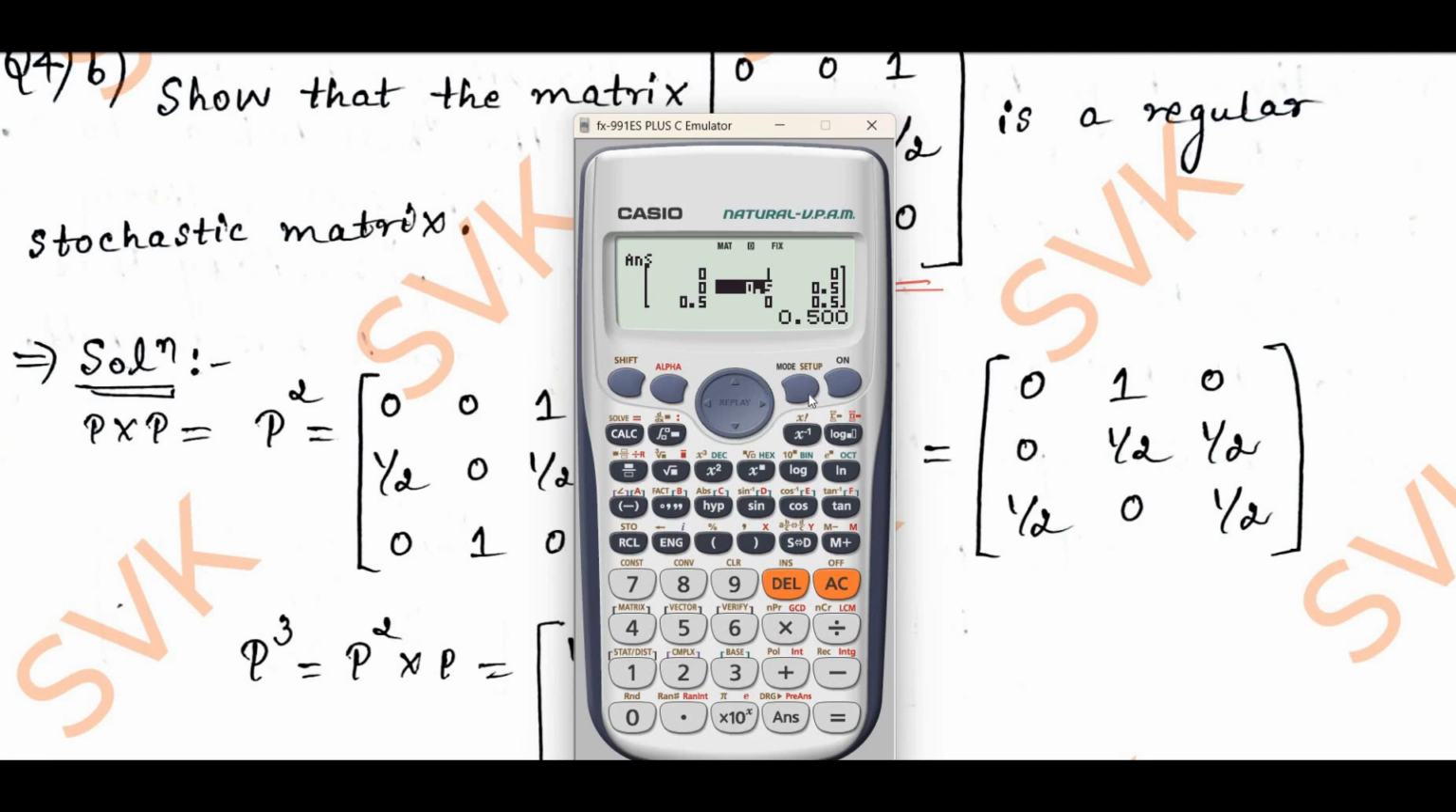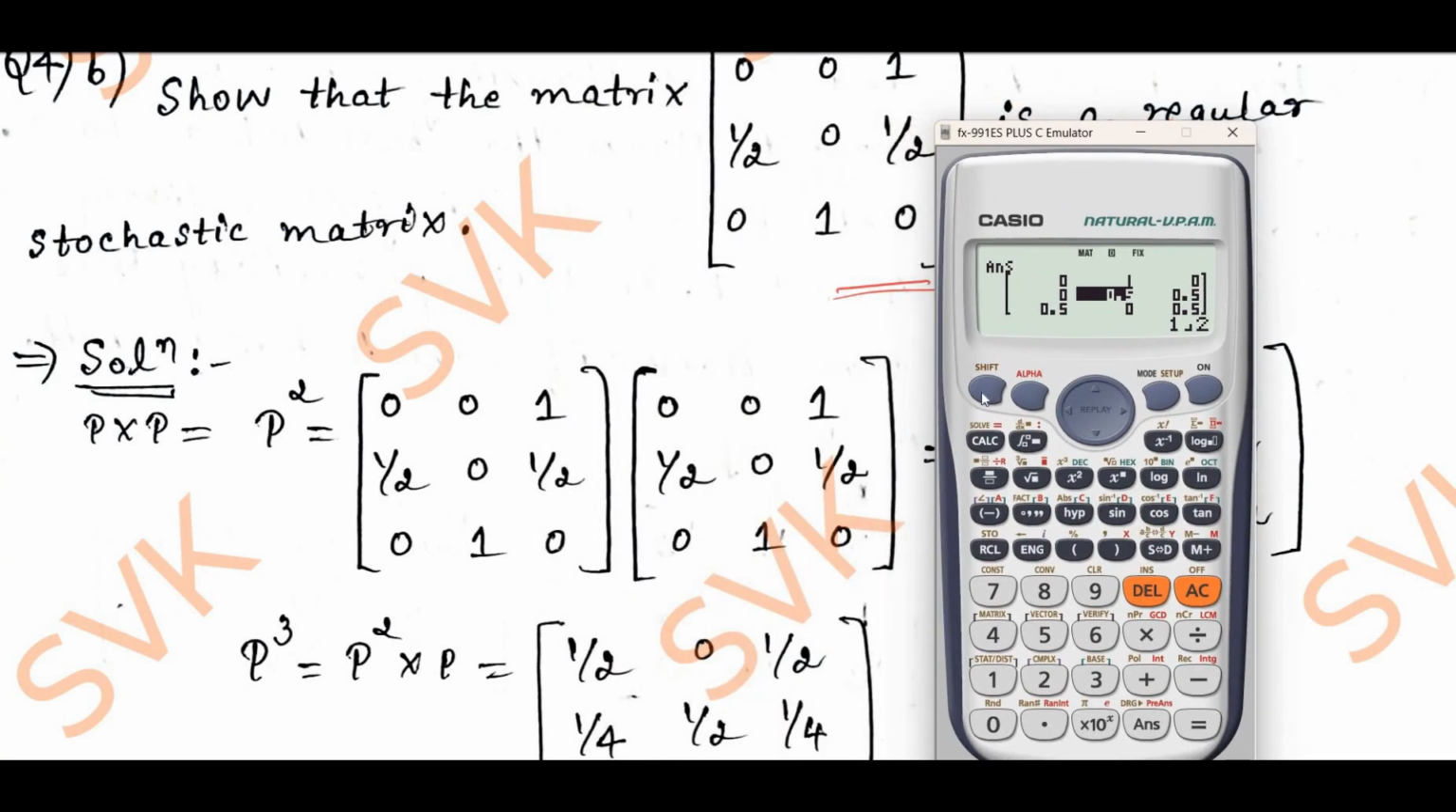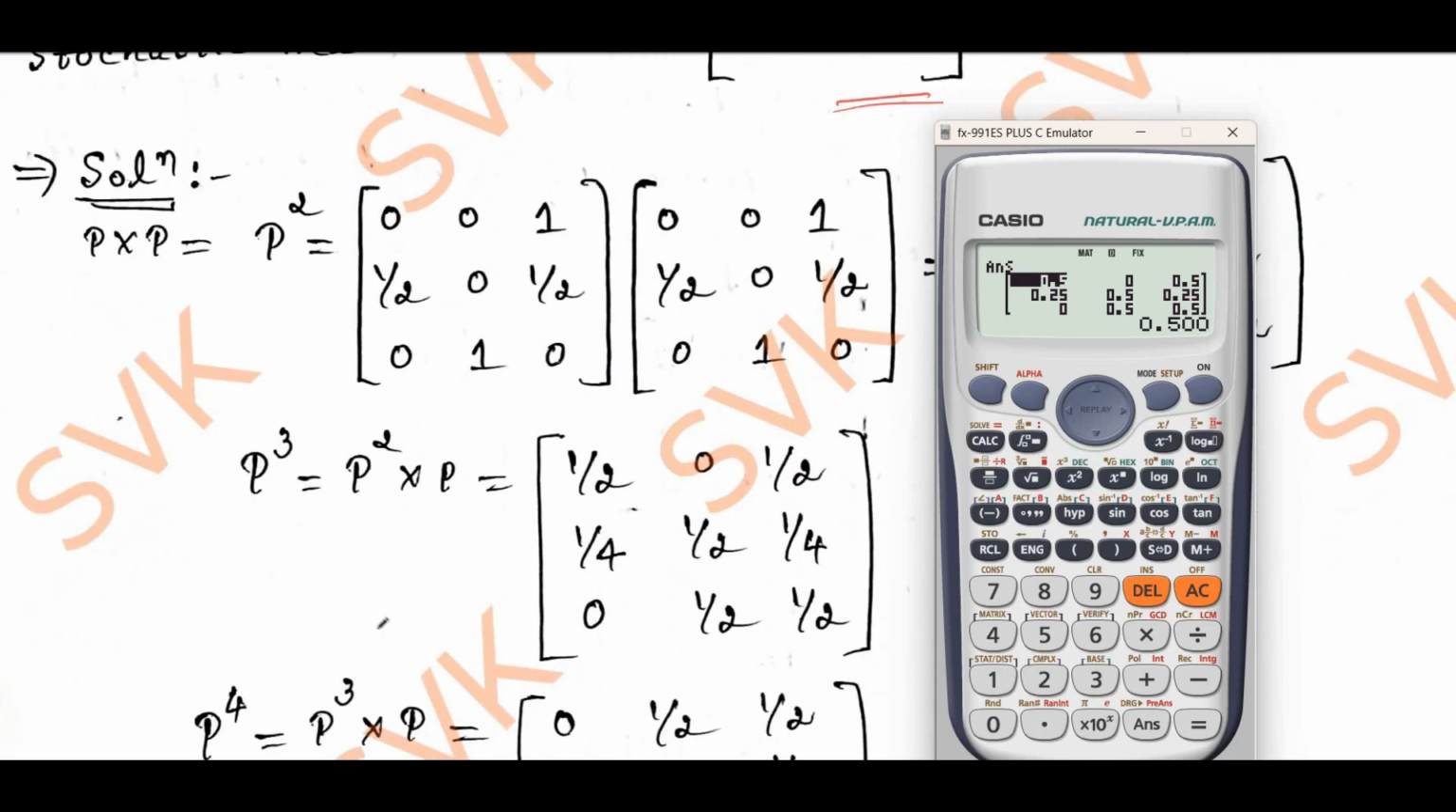If you want it in fraction, you can press SD. It will give 1 by 2. Note that down as 1 by 2. Similarly, go with shift 4, 3 into shift 4 into mat answer. Mat answer plus equal to, that is what gives P cube.